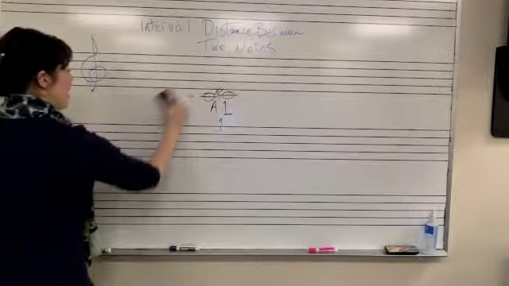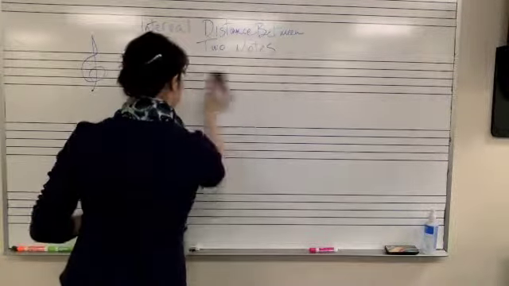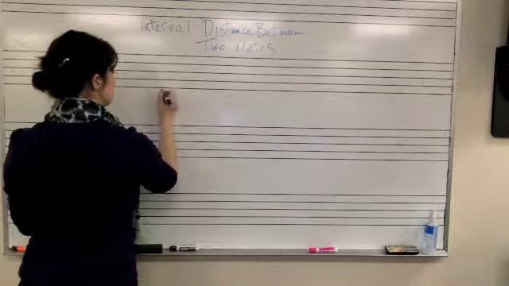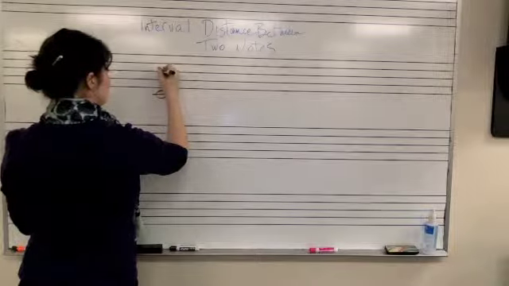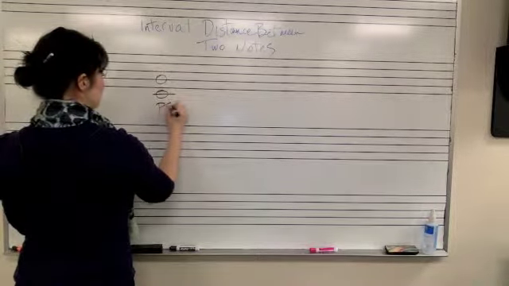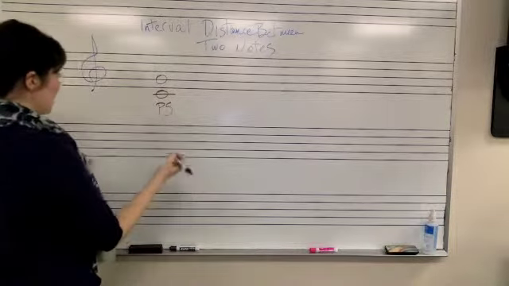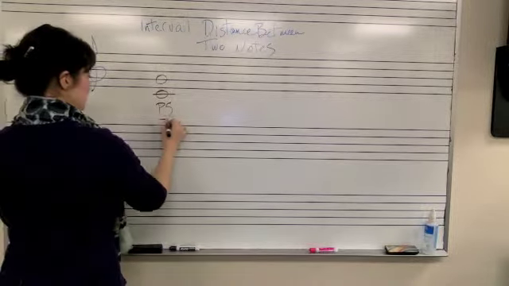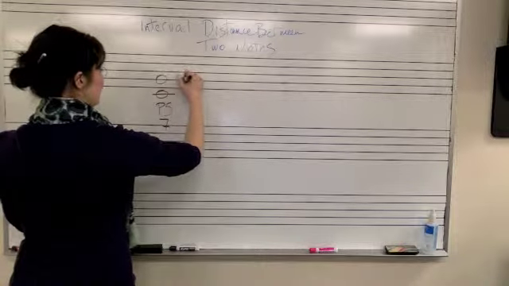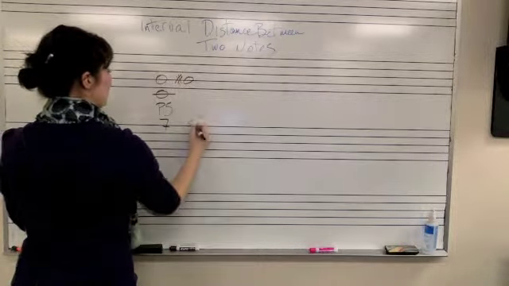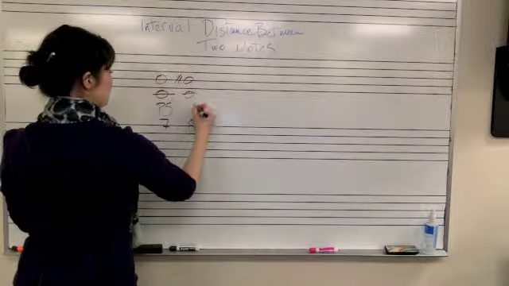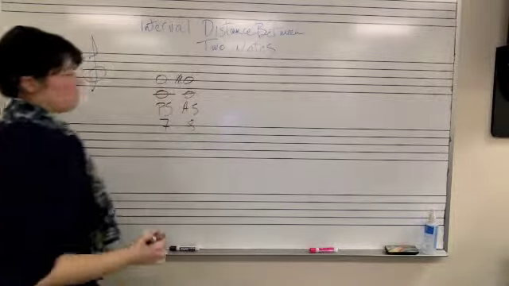I think a little more obvious would be if we did a fifth, for example. So if we do C to G, all right, we have a perfect fifth here. Okay, we've got our perfect set of 7 half steps. Now, if we go to G sharp, suddenly we've got 8 half steps. We're still a fifth apart, so we have to call it an augmented fifth.